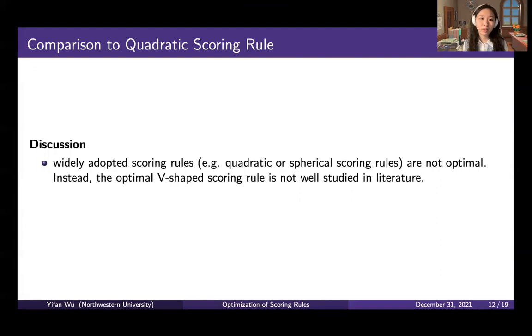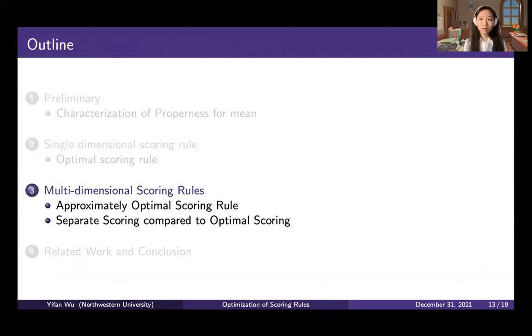In our paper, we have some comparison to some widely adopted scoring rules, for example, the quadratic and spherical scoring rule. We show they are not optimal. Instead, our optimal V-shaped scoring rule is not well studied. Then for the multidimensional problem, we show our approximately optimal scoring rule.